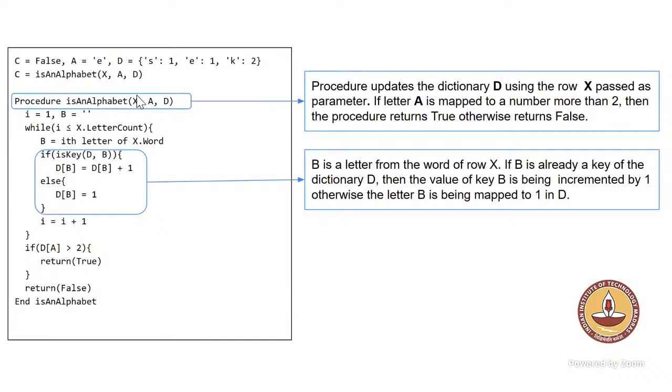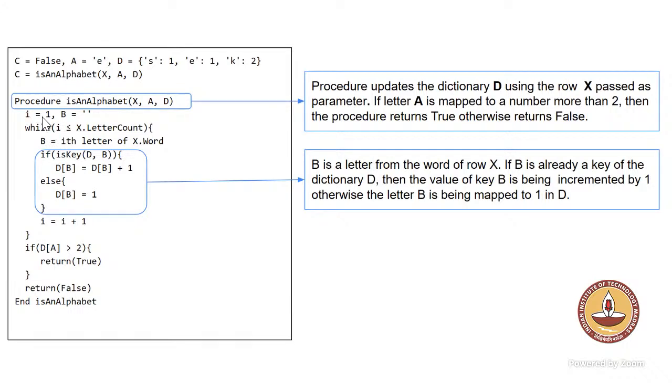What is X? X is a row from the words data set. What is the data of X? The word students. And A is just this E, and D is this dictionary. Inside the procedure, now we will execute the procedure and we will update the value of C. If something is not clear, please stop me there itself and ask me. Okay.